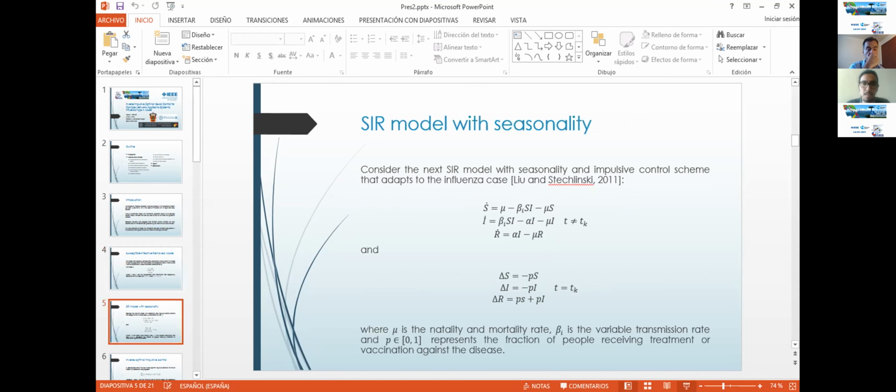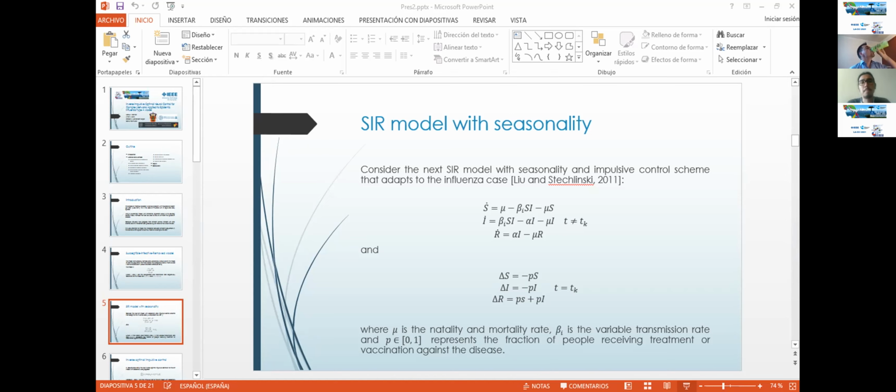So, well, as I said, that one was a really old model, and there have been several variations for this model. One of them is the SIR model with seasonality. What this adds is a parameter mu, which is the natality and mortality rate, considered the same in this model. And we have a variable beta, which is a transmission rate.